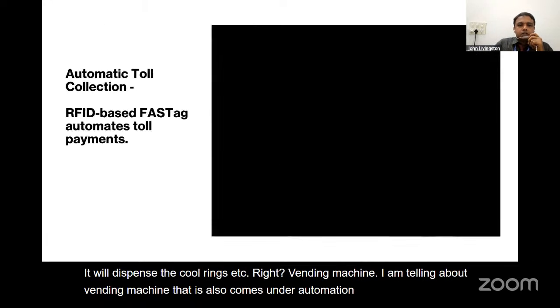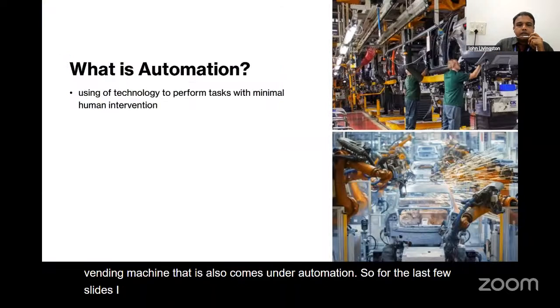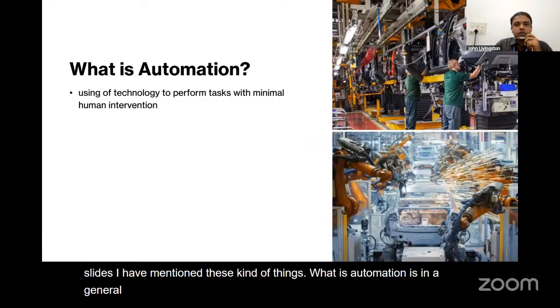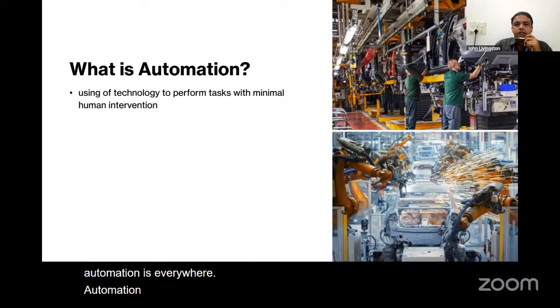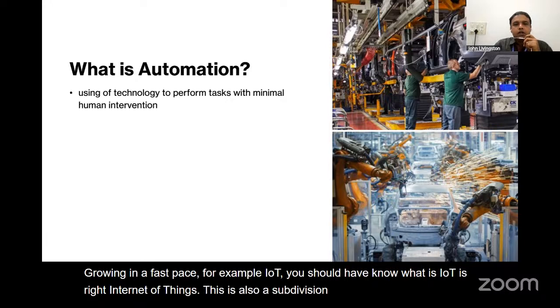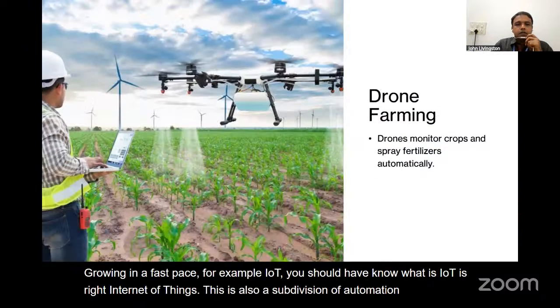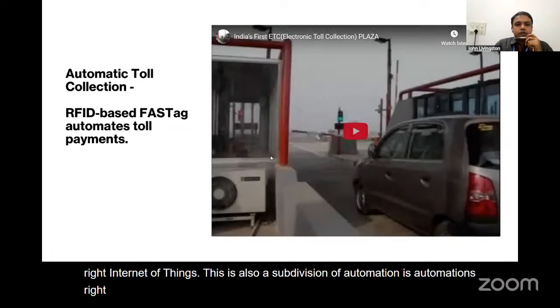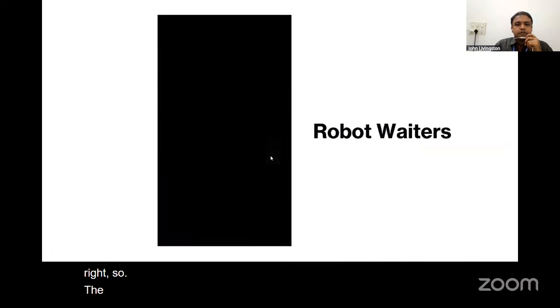For the last few slides, I have mentioned these kinds of things. What is automation in a general term? I have mentioned: automation is everywhere. Automation will rule the world, and it is ruling the world, and it is growing at a fast pace. For example, IoT, you should know what IoT is, right? Internet of Things. It is also a subdivision of automation, right? The slides are for your reference.